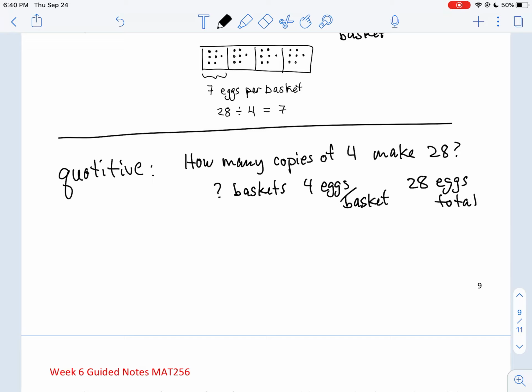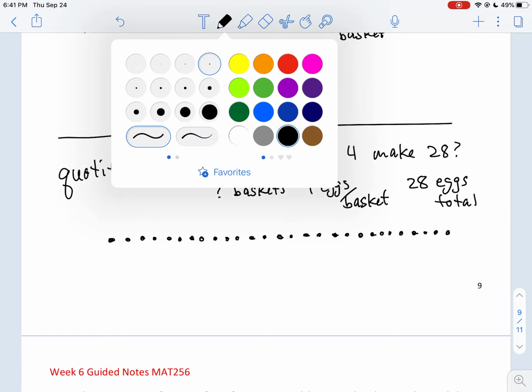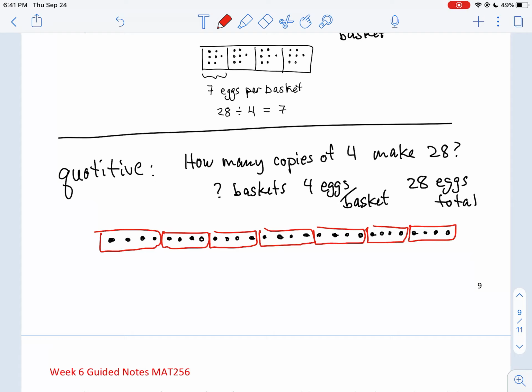So a good way to do this one is I'm going to write out all 28 eggs: 1, 2, 3, 4, 5, 6, 7, 8, 9, 10, 11, 12, 13, 14, 15, 16, 17, 18, 19, 20, 21, 22, 23, 24, 25, 26, 27, 28 eggs. There they are. And we know that there's 4 eggs per basket. So we can start saying, okay, well then there's a basket worth of eggs. Here's a second basket. Here's a third basket. A fourth basket. A fifth basket. A sixth basket, and perfectly we have 7 total baskets.